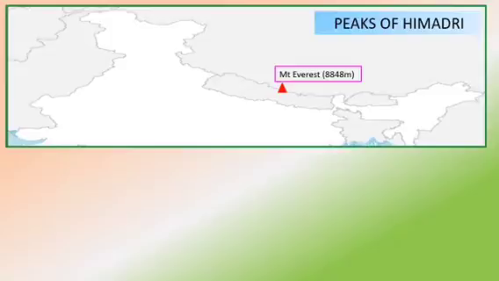Second highest peak in the world, K2 or Mount Godwin Austen, is located in India. K2 is the highest peak in India and second highest in the world. What is the height of K2? It is 8,611 meters.